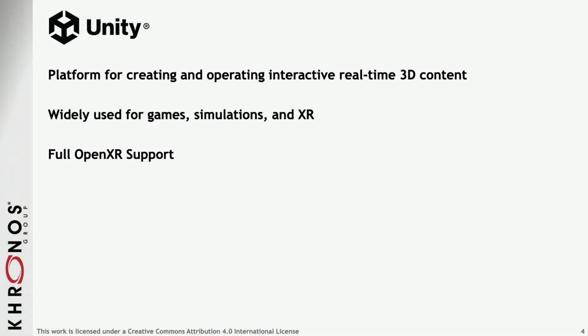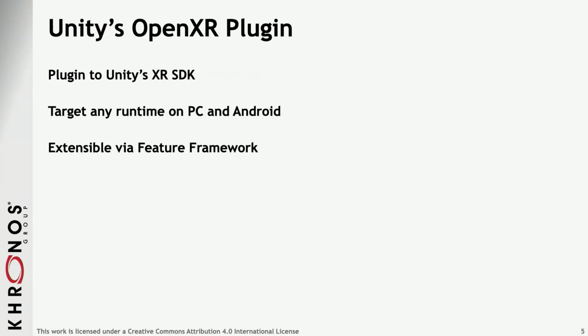And Unity, most of you probably already know, is a platform for creating and operating interactive real-time 3D content, widely used for game simulations and XR. We have full OpenXR support via our OpenXR plugin, which we maintain first-party. It sits alongside all of our other XR implementations. So we have native implementations for Oculus and Vive and everybody else. But now we have an OpenXR plugin, and you can use this to target PC VR and Android VR. It's also extendable via a feature framework built into it, which is what we'll talk about today.